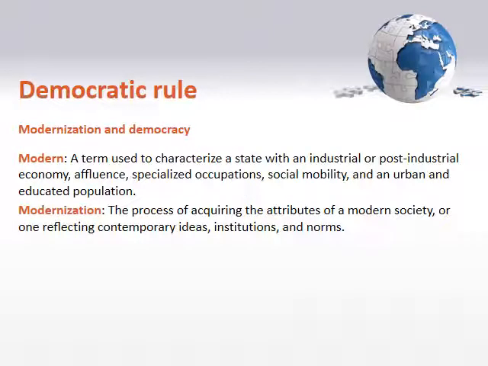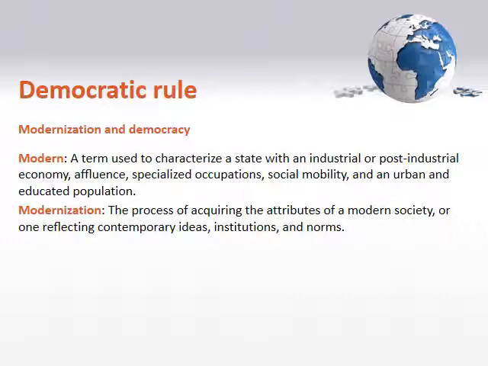Let's explore the relationship between modernization and democracy. To be a modern state means being industrial or post-industrial. Post-industrial means perhaps less industrial capacity or manufacturing, but more information technology and innovation. So the United States certainly has a large industrial capacity, but the biggest growth in the United States is in its post-industrial economy. Higher levels of affluence, specialized occupations.